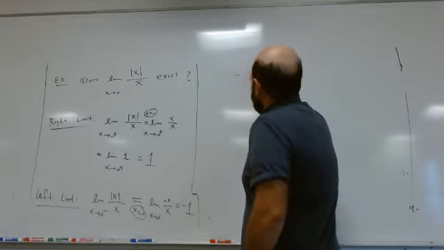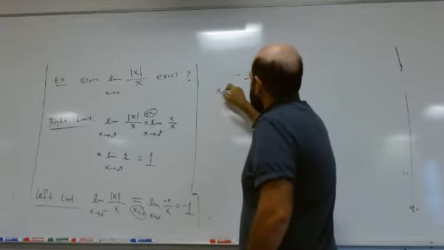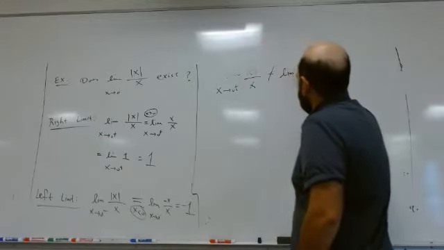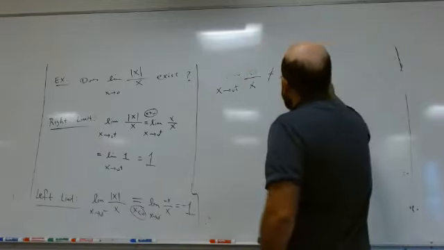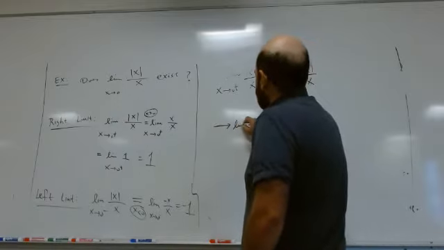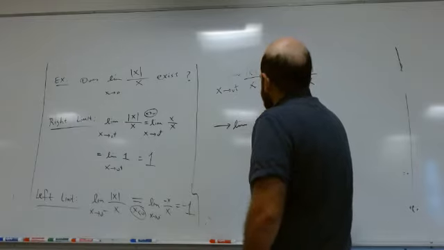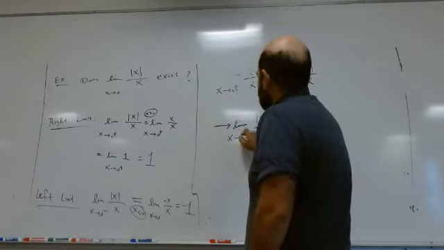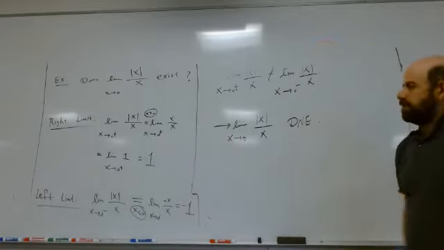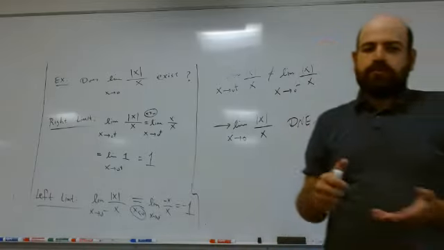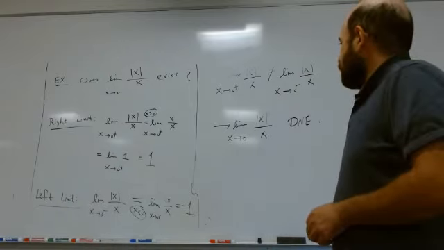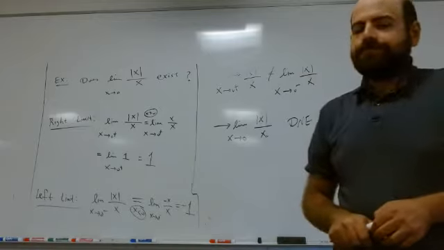So the limit of absolute value x over x as x approaches 0 from the right is not the same as the limit as x approaches 0 from the left. That means the limit of absolute value x over x as x approaches 0 does not exist. The right limit and left limit each exist, but they're not the same. So the whole limit does not exist.